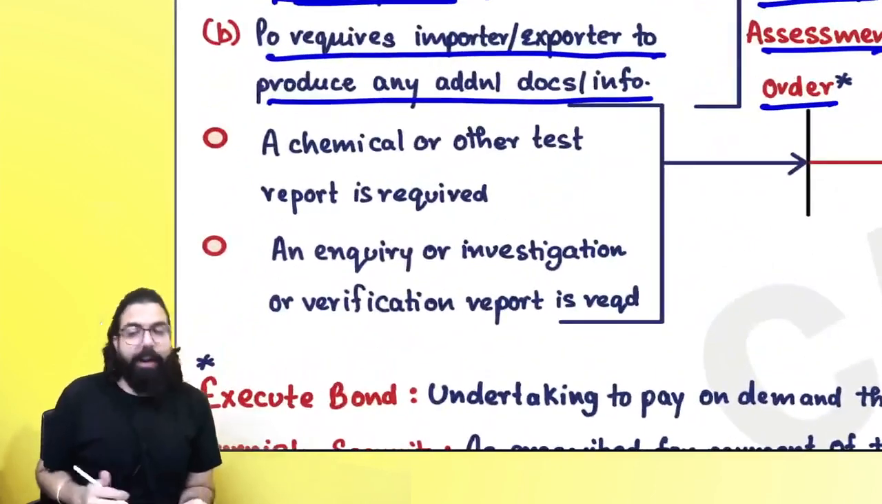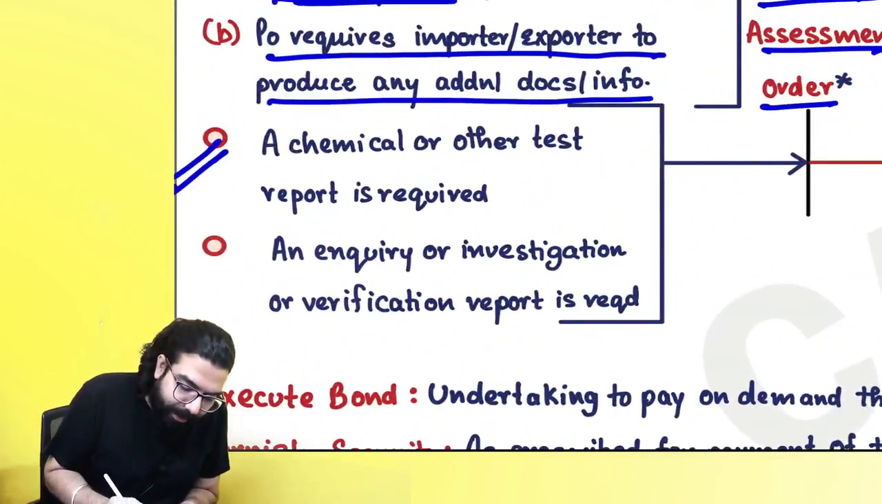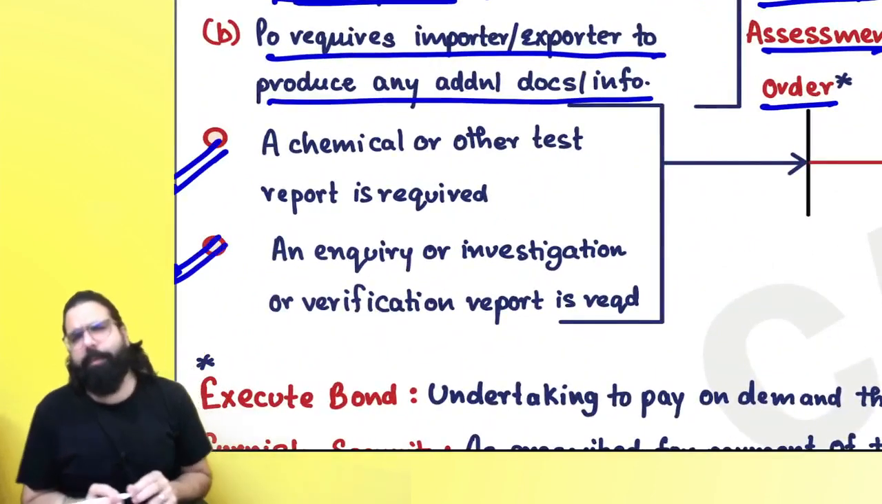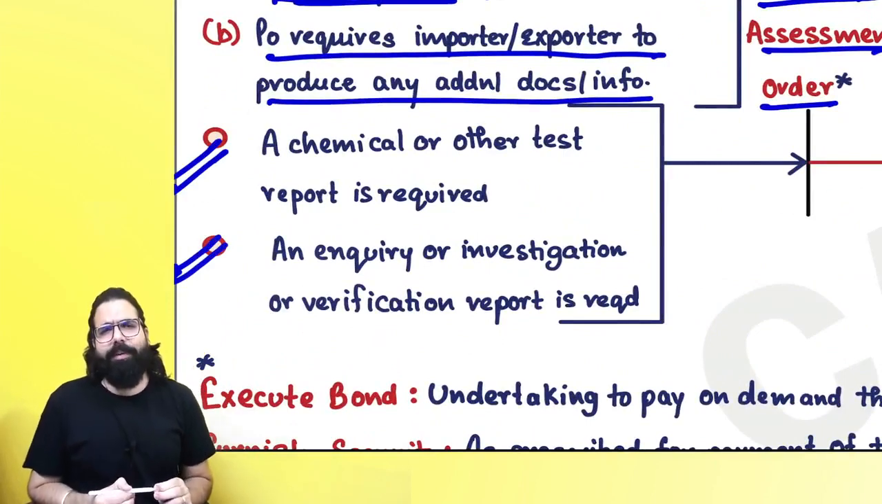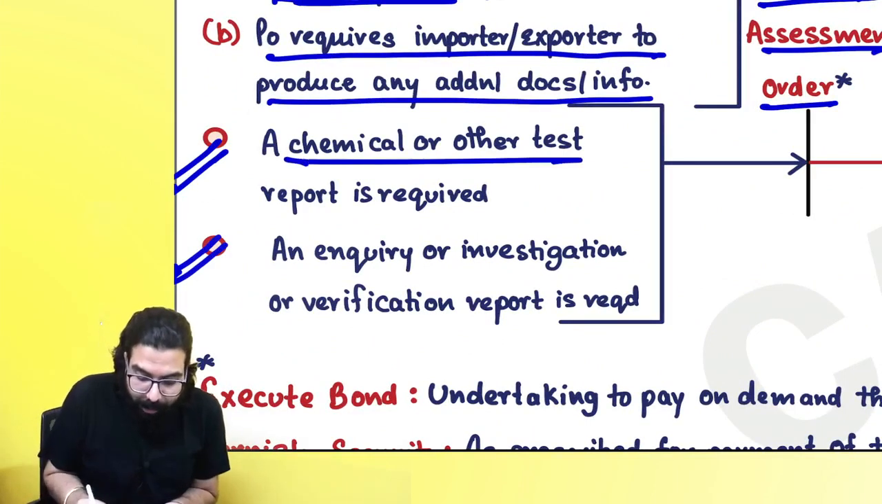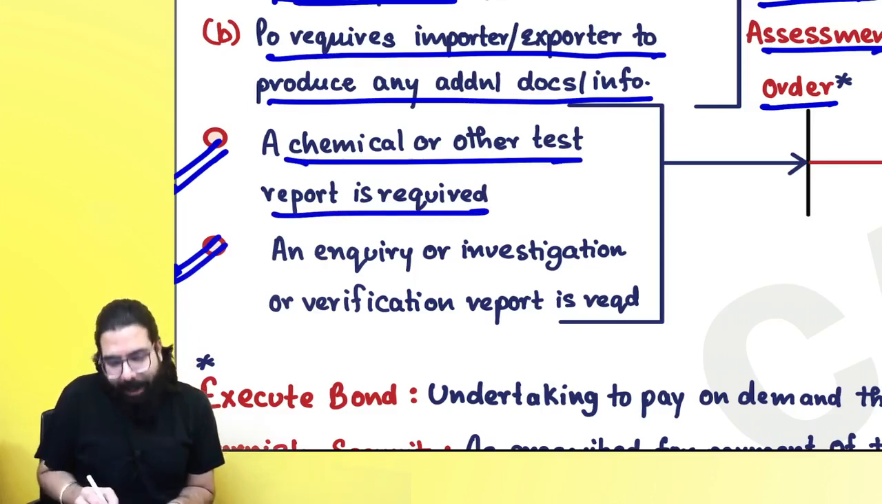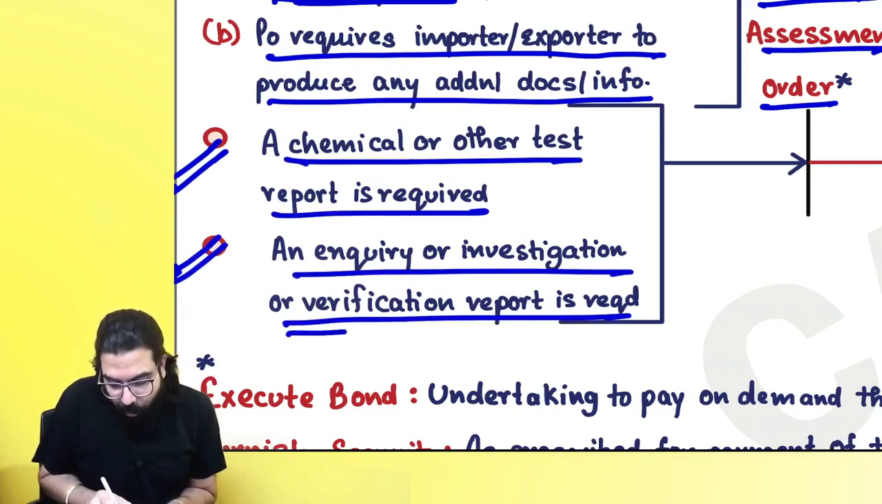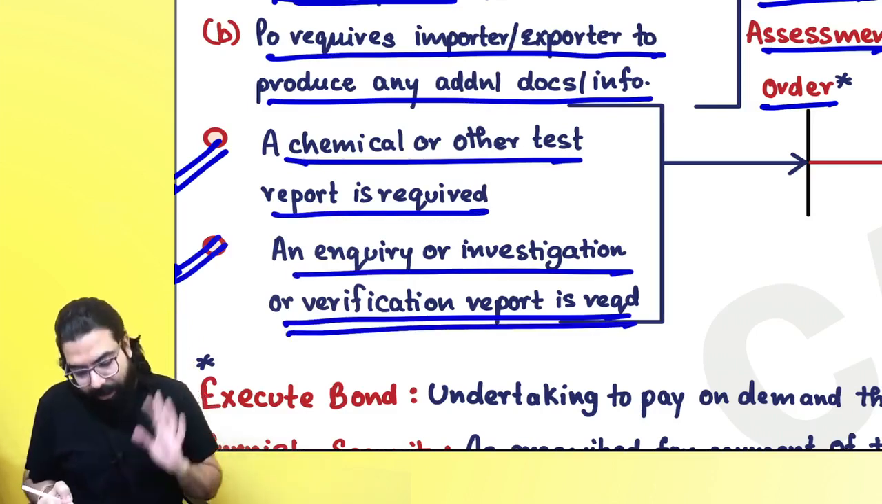Everyone over here, now supposing you are going ahead and asking for provisional assessment, might be the officer went ahead and told you, "Sir, we will do the provisional assessment." Why sir? Because a chemical or other test report is required, or might be the officer has to go ahead and do some inquiry or verification is required.